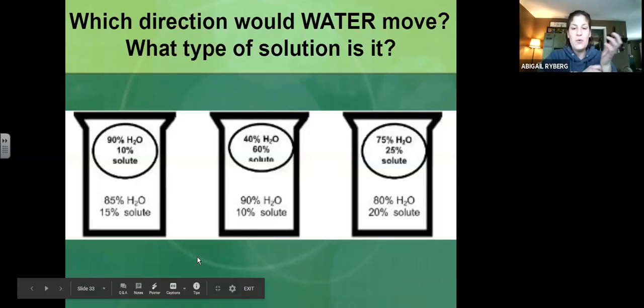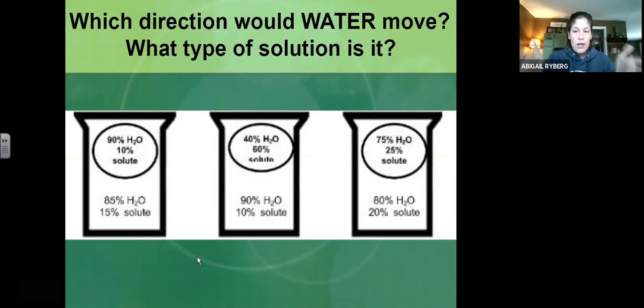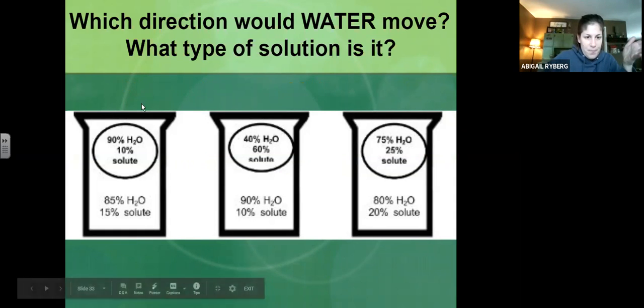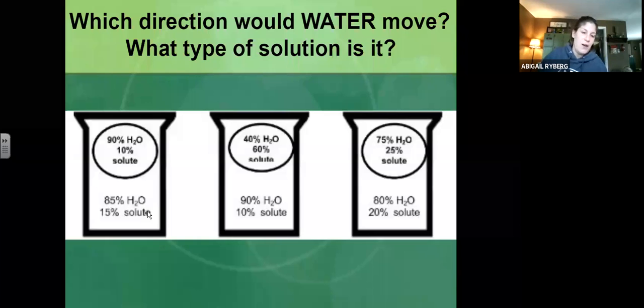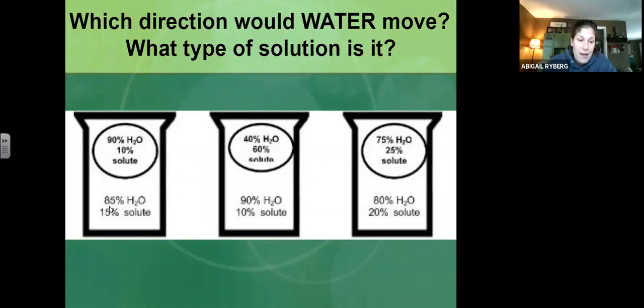So let's do a few practice examples. If you guys look at these pictures, this is a beaker with a solution and then a cell plopped in that beaker. Here's a big old cell. And I have given you the concentration or the ratio of water and solute in both the cell and the beaker. So let's look at the first one here. The solution is 85% water and 15% solute. And then the cell has 90% water and 10% solute.